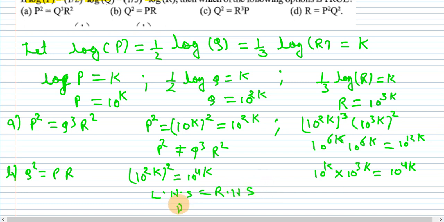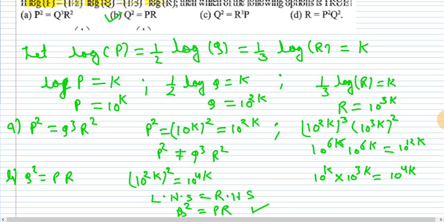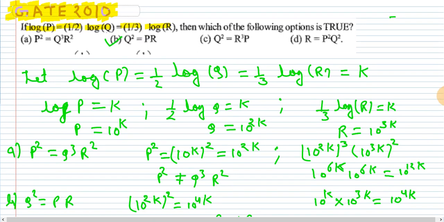So we can say that q square equals pr. According to this, the correct option will be option B. You can check the other options also, that is C and D, right?